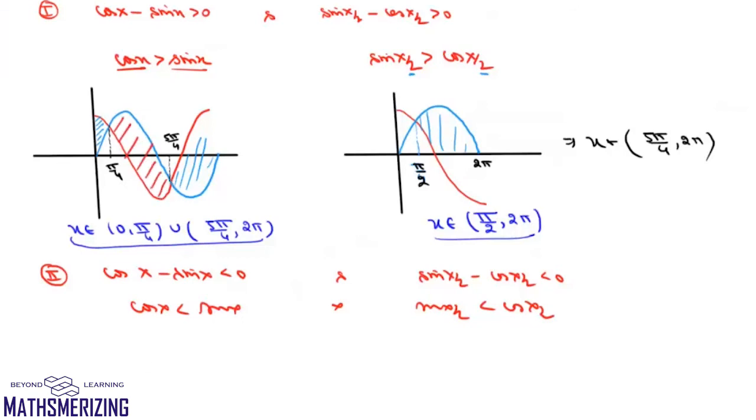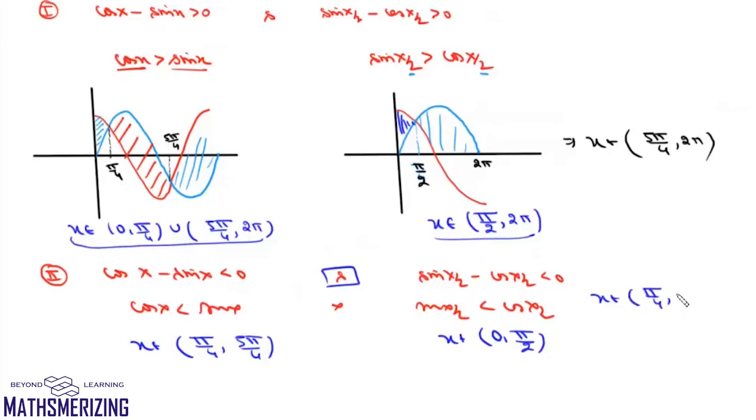So here x belongs to pi by 4 to 5 pi by 4, and now sin x by 2 is less than cos x by 2 when x belongs to 0 to pi by 2. Now since it is an and condition, we need to take the intersection of these two conditions. So the intersection of these two conditions is x belongs to pi by 4 to pi by 2.